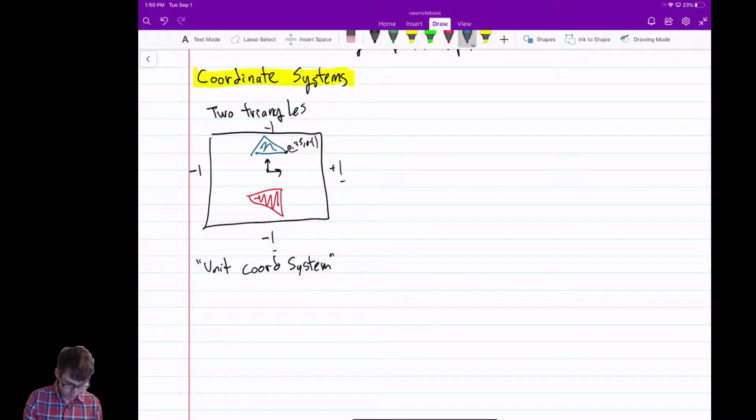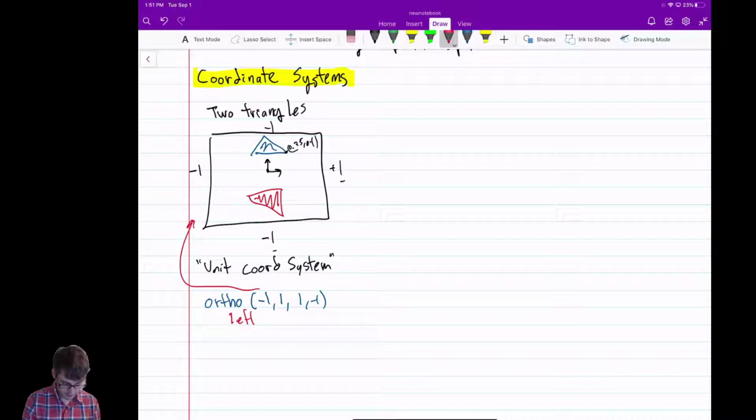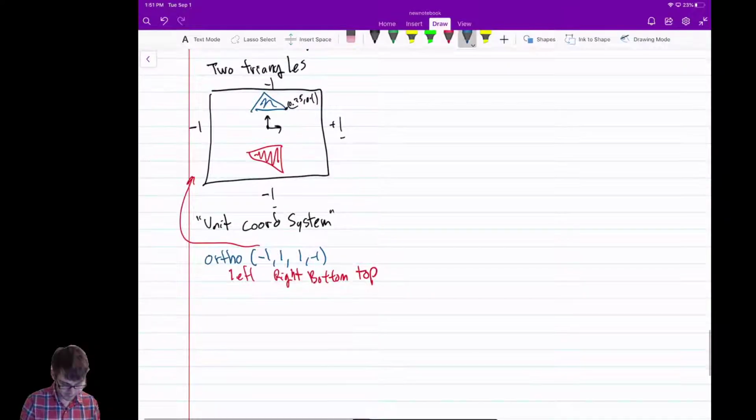If you peek at our code, you'll see that we used a command called ortho. Again, we'll learn about projections later, but this sets up a straight projection with no perspective. Then we use -1, 1, -1, 1: left, right, bottom, and then top. You set that up, and you'll get that coordinate system on your display.